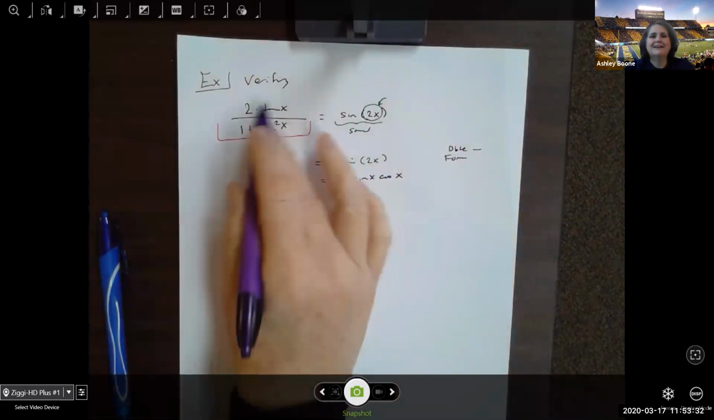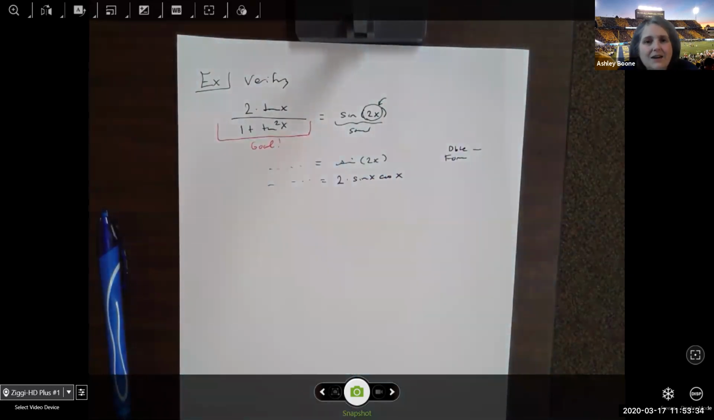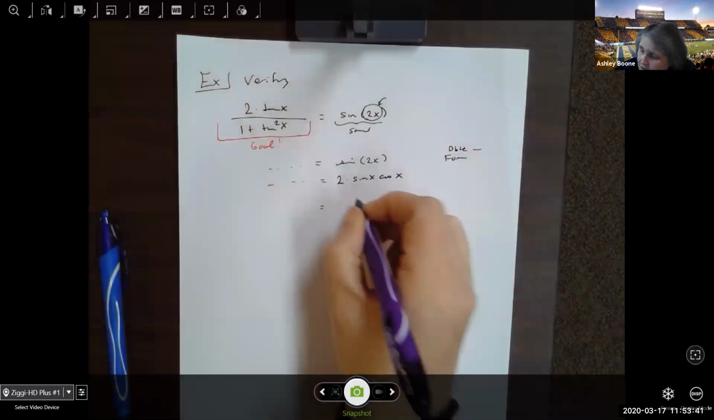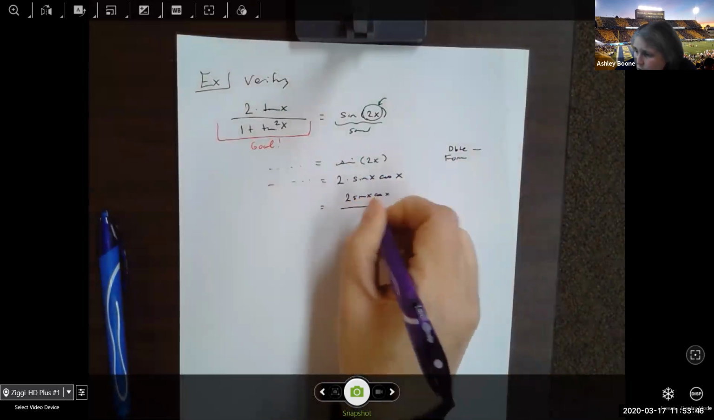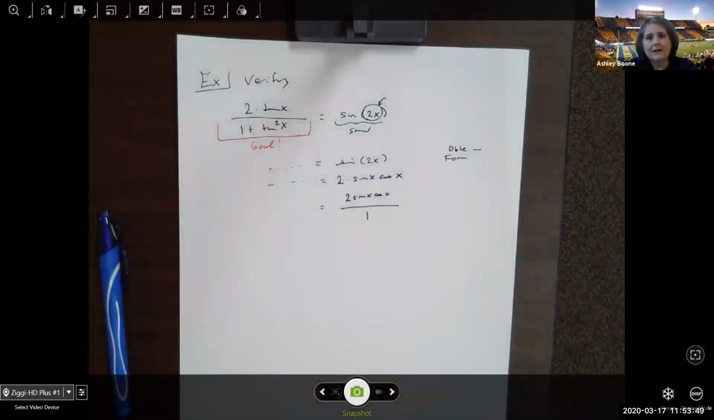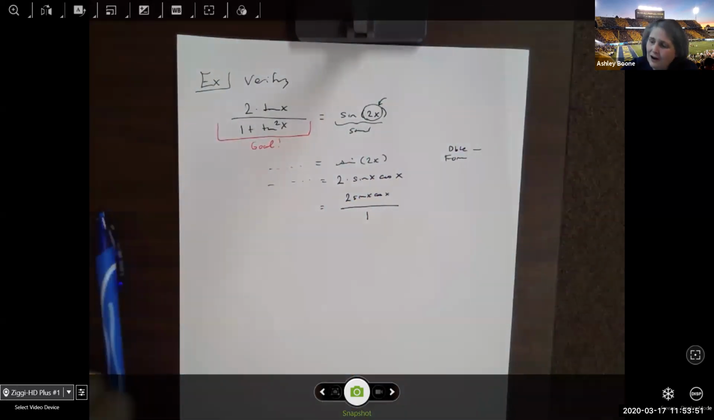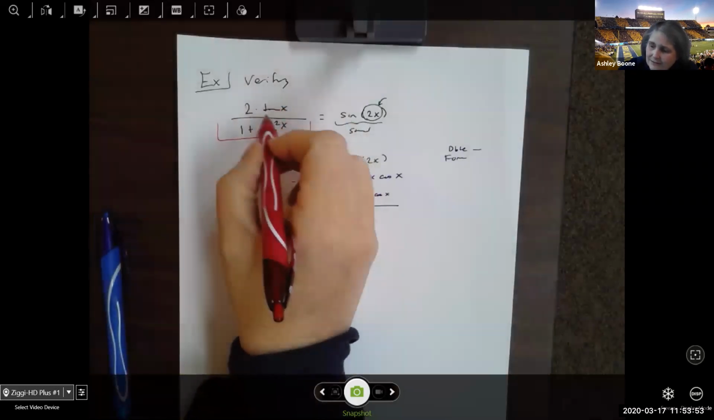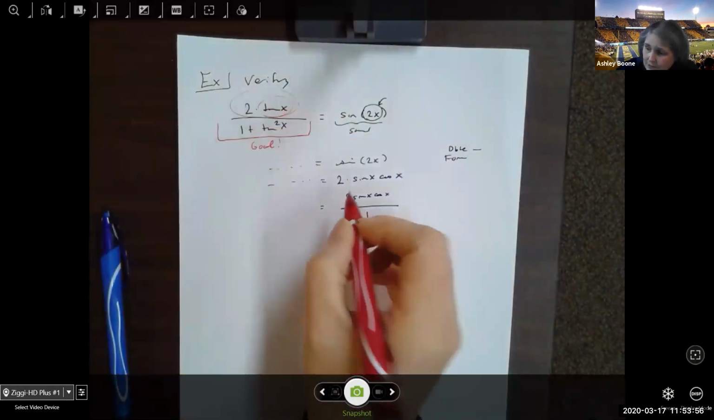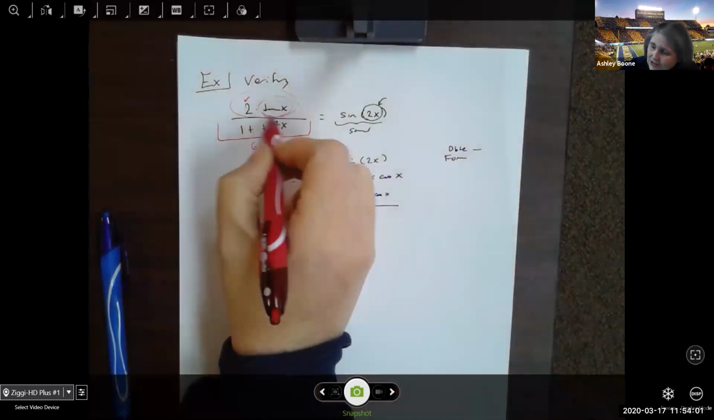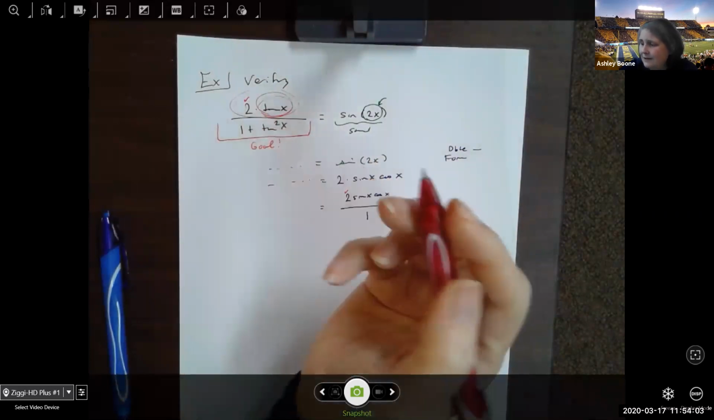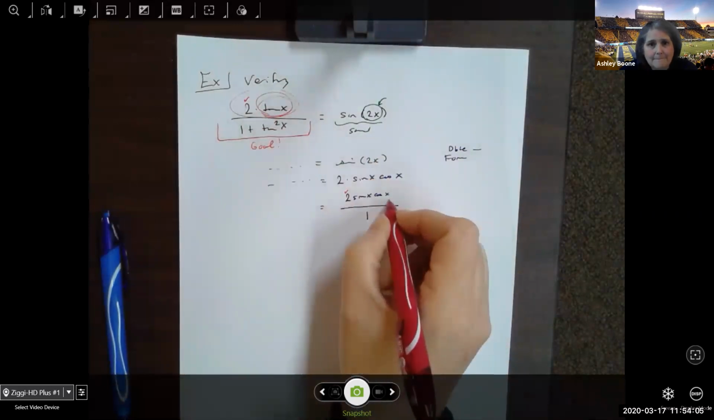It's not a fraction, right? Remember, tangent is sine over cosine. I can think of this as being 2 times the sine of x times the cosine of x over 1. Here's where I'm going to use the fact that I'm trying to get to tangent to this fraction. I have a 2 up top. That's good, okay? But I need a tangent up top. And right now I have a sine and a cosine.